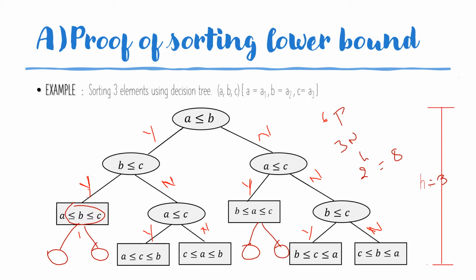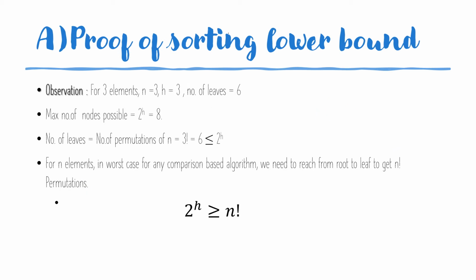So the maximum number of nodes possible will be 8. The maximum number possible is 8, but the max we got is only 6. So these are the observations from this tree. From the previous observations, I just wrote them down.